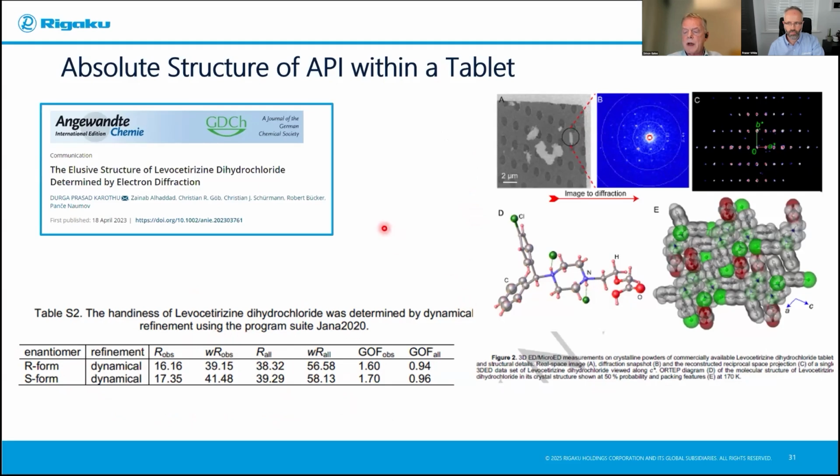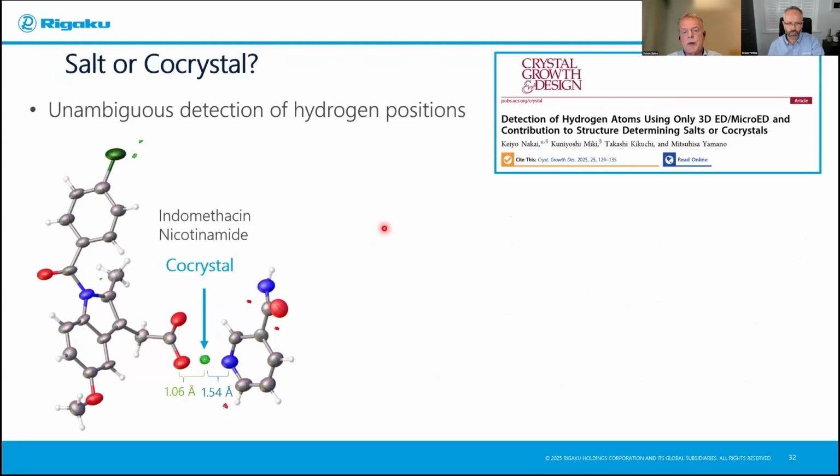But now we do this pretty much on a daily basis to try and work out what are the polymorphic forms in the drug product. Is there any IP infringement, reverse engineering, counterfeit analysis? All of that is enabled and supported with electron diffraction.